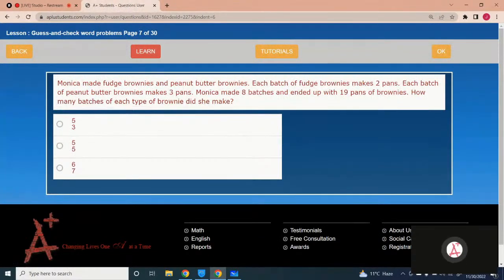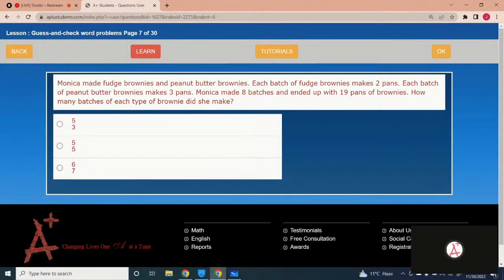Okay, Monica made fudge brownies and peanut butter brownies. Each batch of fudge brownies makes 2 pans. Each batch of peanut butter brownies makes 3 pans. Monica made 8 batches and ended up with 19 pans of brownies. How many batches of each type of brownies did she make? So the total batches she made is 8. Which option sums to 8?